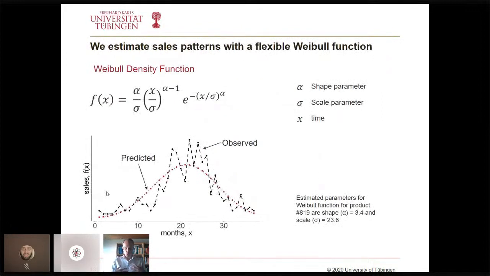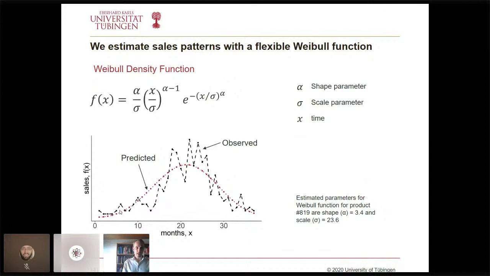Then we need to describe the consumer choices, and we could describe the consumer choices by using the sales data. So how much and how many units we sell for a given product. That's what we capture here. And in order to describe the sales pattern over time in a very parsimonious way, we use a very flexible two-parameter Weibull function.